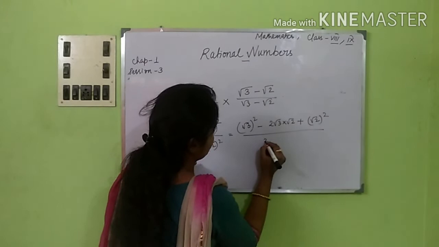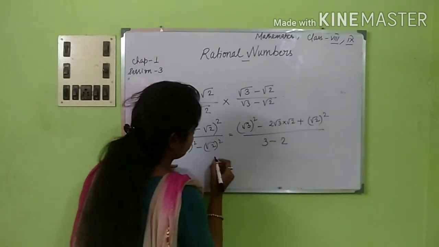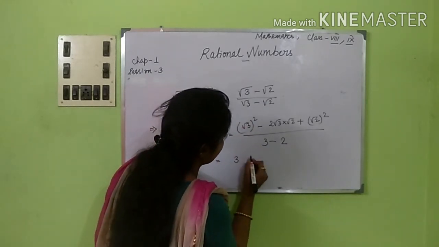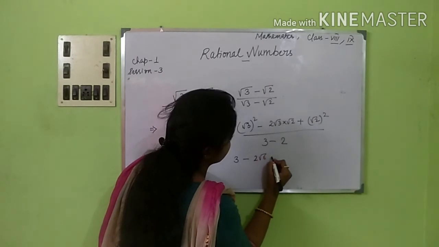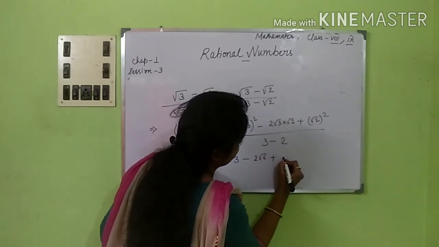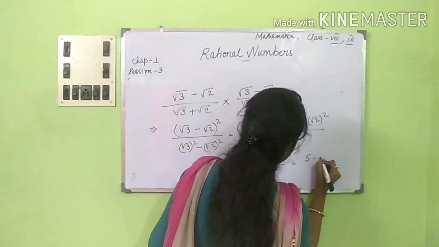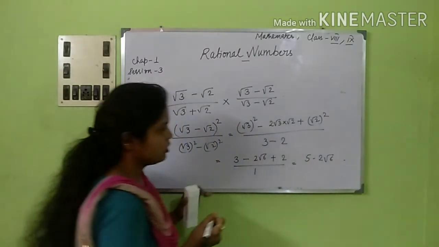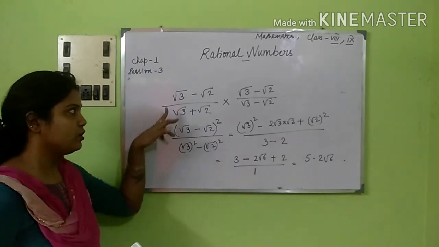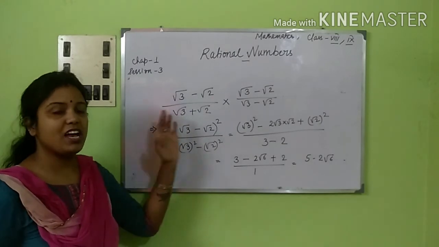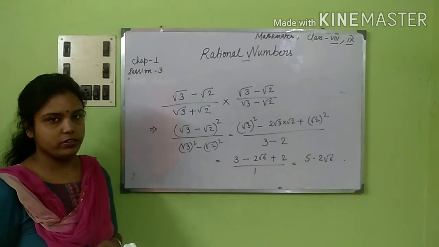Root 3 whole square means 3, so the denominator is 3 minus 2. And the numerator is 3 plus 2 minus 2 root 6, so you get 5 minus 2 root 6 by 1. So this is your answer for this expression. This is how we rationalize. That is the simplest form that we have received.